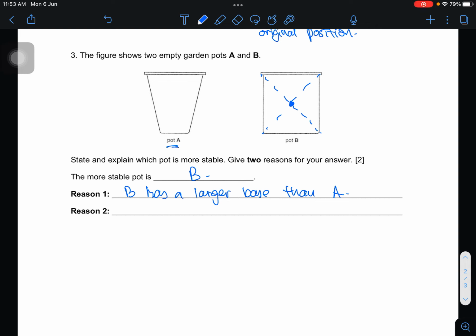So pot A, you see, bottom small, top big. So logically speaking, do you think the top is heavier or the bottom is heavier? The top is heavier. So let's assume the center is here. But because the top is heavier, the CG will actually move up higher. CG will always move towards where the weight goes to. So in this case, we also say B has a lower CG than A. These are the two reasons.